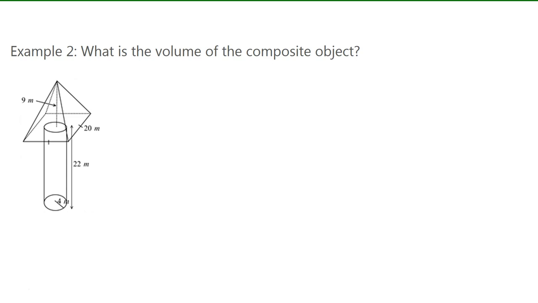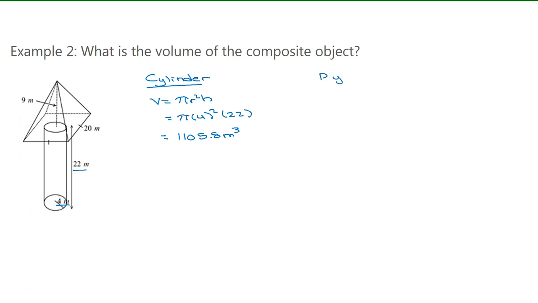Now, example 2 says, what is the volume of the composite object? So here we have a pyramid sitting on top of a cylinder. So let's start by finding the volume of the cylinder. The formula is area of the base times the height, or pi r squared h. Now the radius is 4 meters, and the height is 22 meters. So using my pi button, I multiply pi times 4 squared times 22, and I get 1,105.8 cubic meters for the volume of the cylinder.